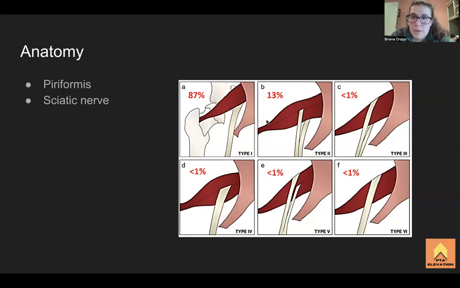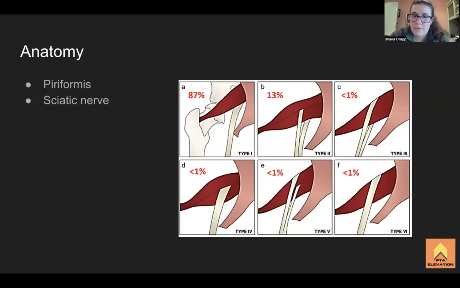So in most people, your sciatic nerve goes underneath your piriformis. In a very, very small portion of the population, your sciatic nerve actually goes over your piriformis, which then sitting on your piriformis might cause it to be painful and cause problems and compression of the nerve, which then therefore causes neurological symptoms down the leg. So that's one of the reasons why this could happen.